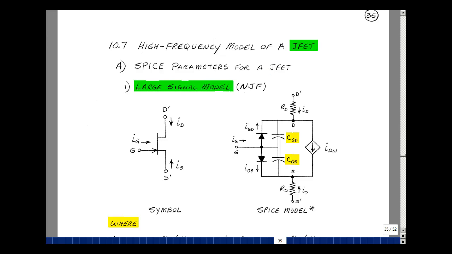This lesson deals with a high-frequency model for a JFET. You can find these notes in the ECE302 ebook in Chapter 10, starting on page 35. Let's first take a look at the N-channel JFET. So we have our symbol, and all the currents are defined entering the JFET.